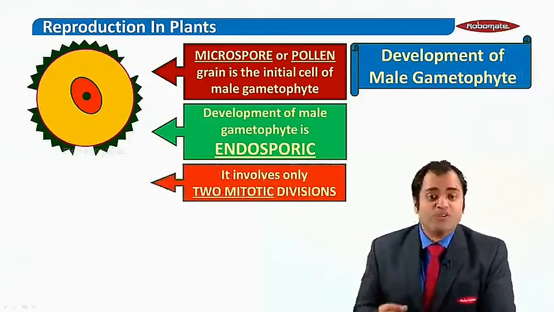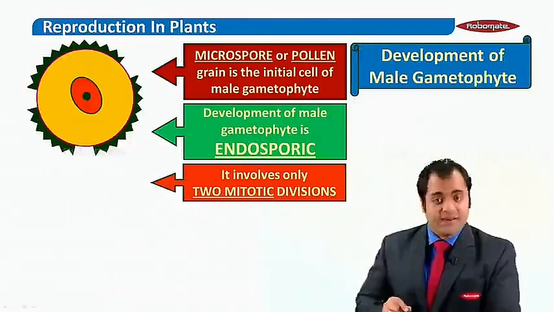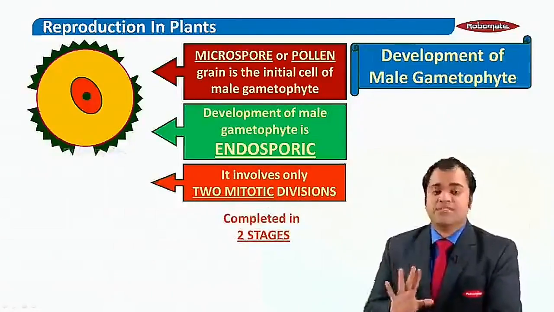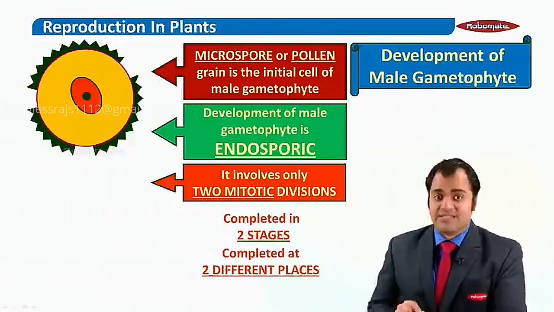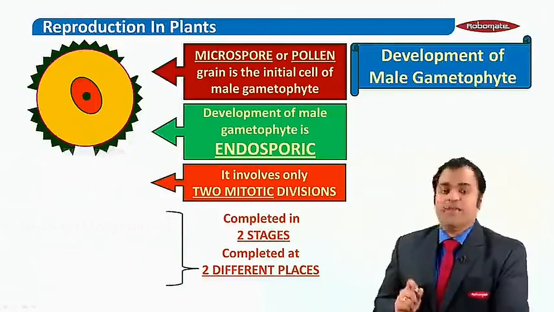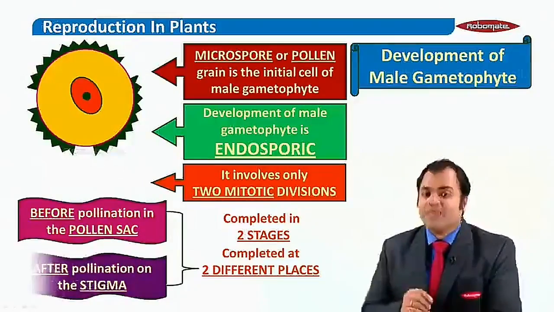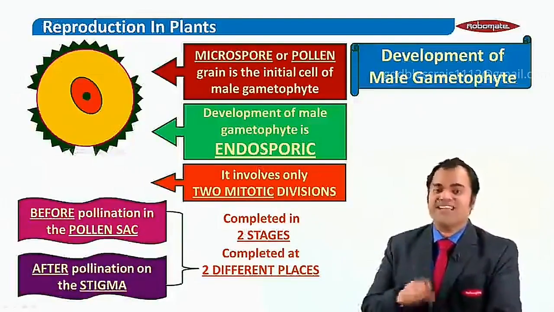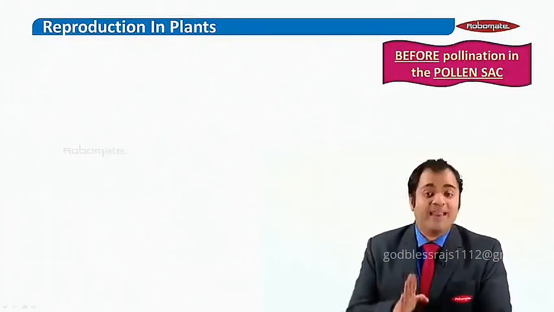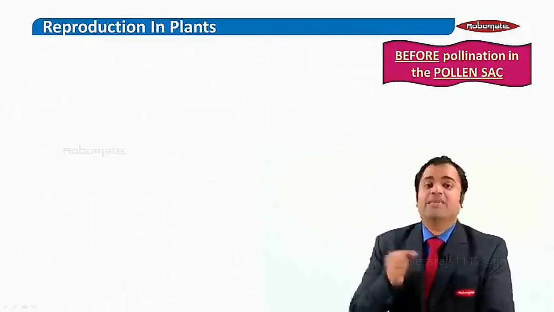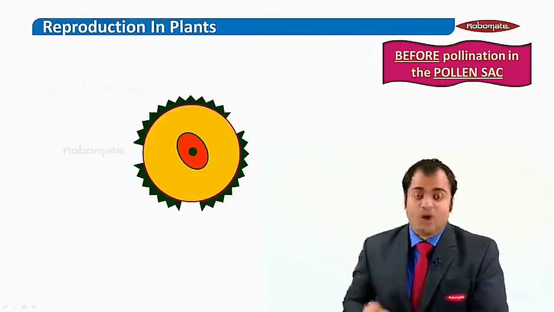And then you should also know that the process of development completes in two mitotic divisions. Right? And you must know that the entire process is completed in two stages, and it also is completed at two different places. And where are they? The first one is before pollination in the pollen sac, and the second one is after pollination on the stigma. Right? So let us see in this module the development of the male gametophyte before pollination in the pollen sac. What you see here once again is the pollen grain or the microspore.